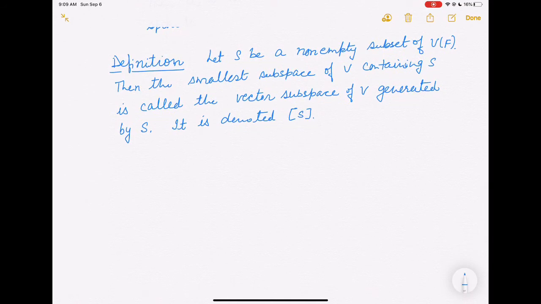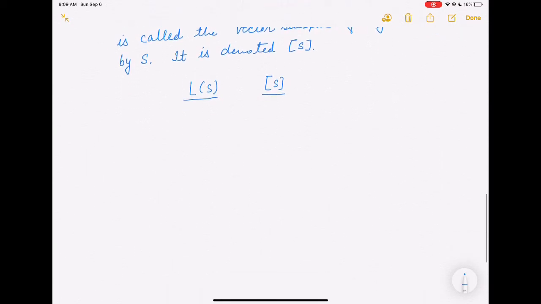So we have learned about L(S). L(S) is the set of linear combinations of all the elements that belong to S, and this set is the smallest subspace containing S. So it is a subspace and it is a collection of all the linear combinations of elements of S. There is one important theorem related to these two.